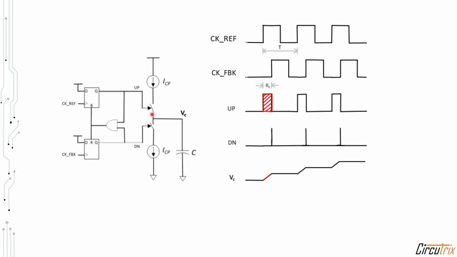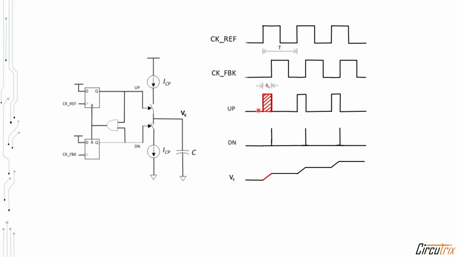Now let us analyze the PFD charge pump combination to derive the transfer function. So here we can see that the capacitor is charged only during the time when the up signal is high, and remaining time the output voltage does not change. So this is a discrete system. A system can be analyzed only if it is perfectly linear. So we can linearize this system by assuming that the same amount of charge is distributed over the entire period T.